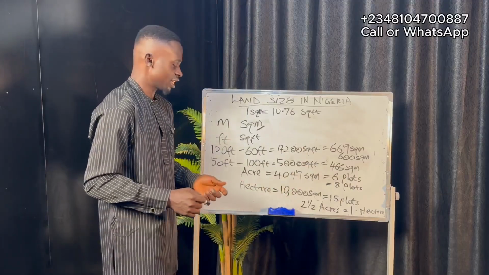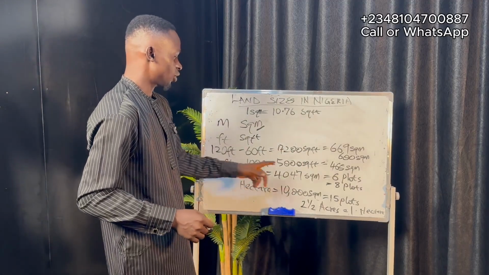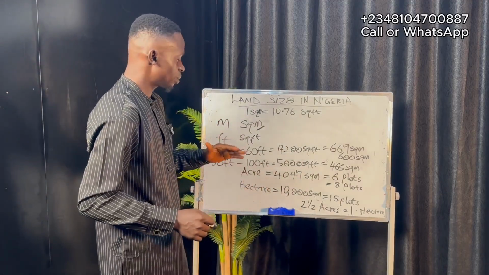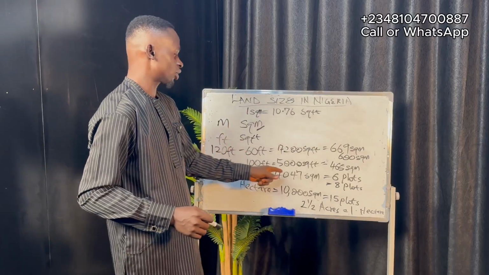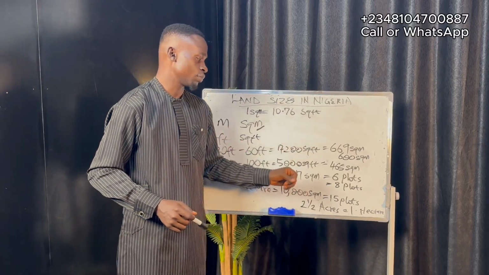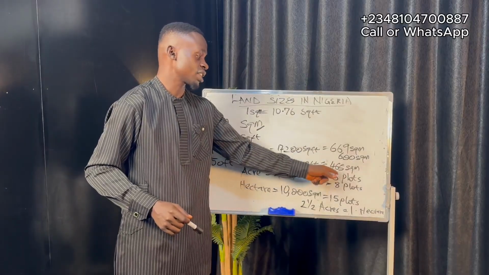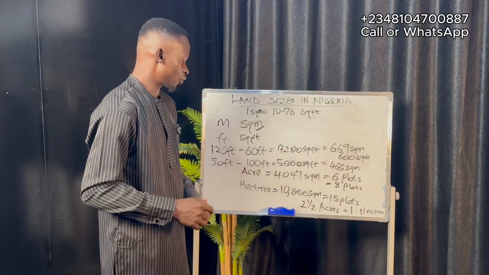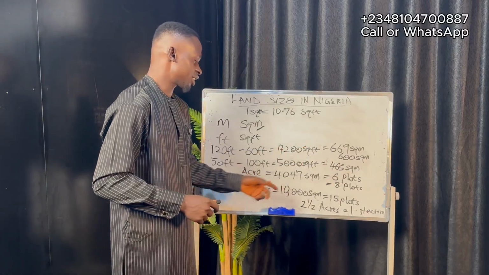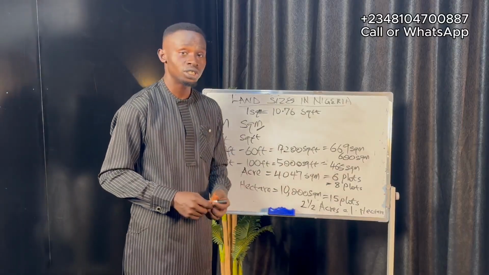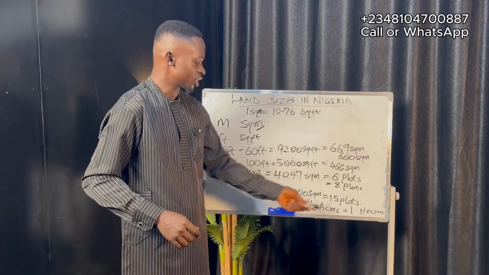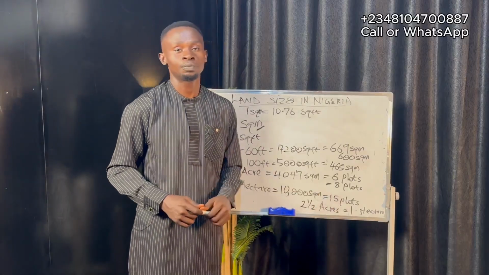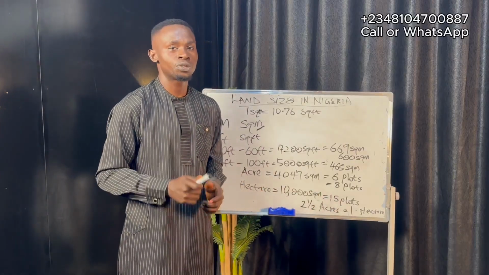We talked about an acre and hectare. An acre, according to the global standard, is 4,047 square meters. Using Lagos as an instance, if we convert, it's going to give you 6 plots of land. And we did the same for hectare: we're getting 10,000 square meters, and when we did the conversion to the number of plots, it gave us 15 plots of land. So that's what it means. This topic is very important.